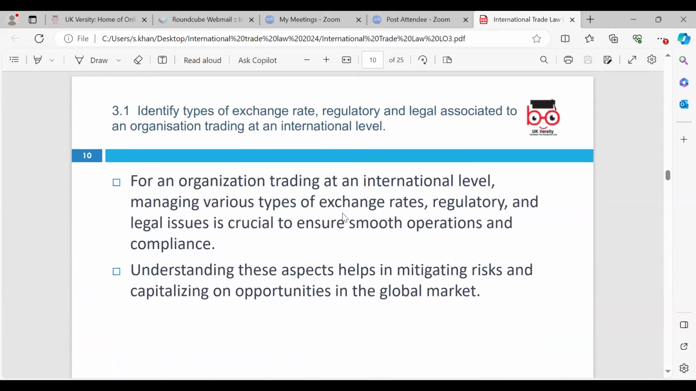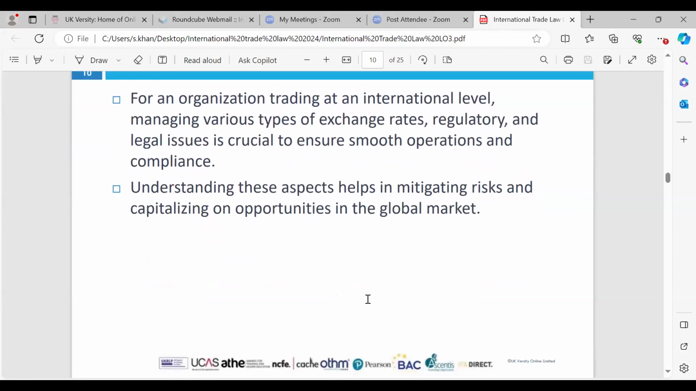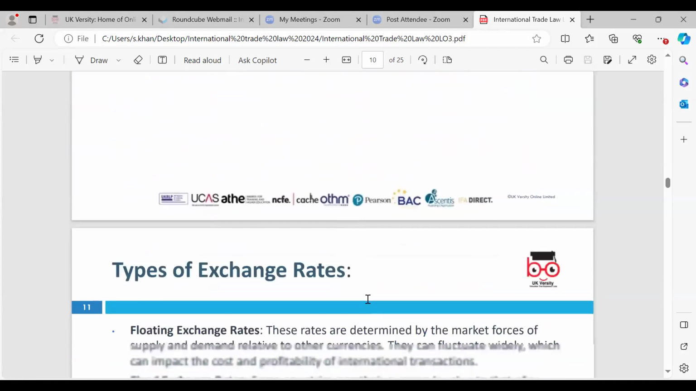So 3.1, identify types of exchange rate, regulatory and legal issues associated with an organisation trading at an international level. For an organisation trading at an international level, managing types of exchange rates, regulatory and legal issues is crucial to ensure smooth operation and compliance. Understanding these aspects helps in mitigating risks and capitalizing on opportunities in the global market.